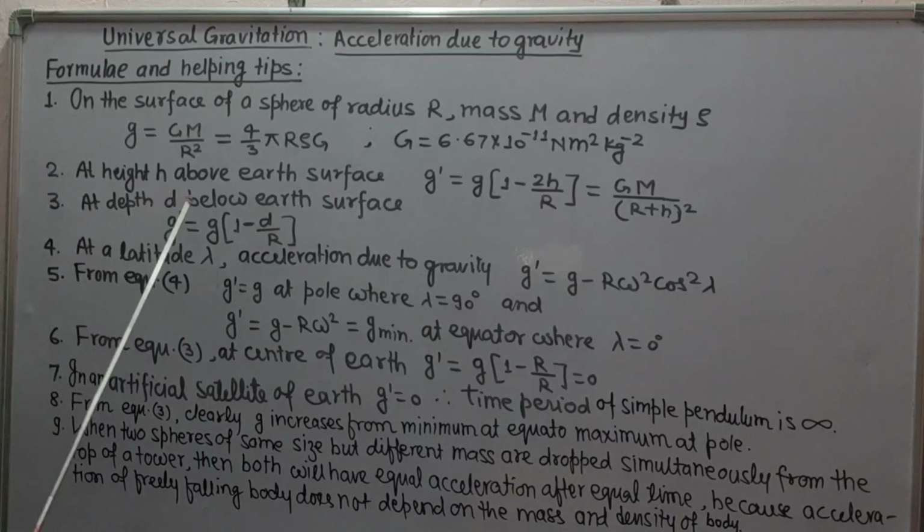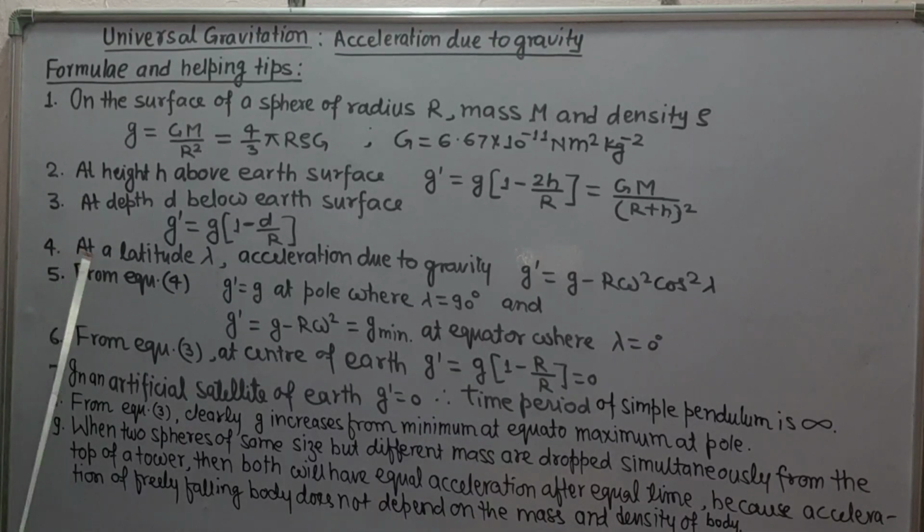Third, at depth d below Earth's surface, acceleration due to gravity g dash is equal to g (1 minus d/R), where R is radius of Earth and small g is acceleration due to gravity on the surface of Earth. Fourth, at a latitude lambda, acceleration due to gravity is g dash equal to g minus R ω² cos² λ, where R is radius of Earth and ω is angular velocity of rotation of Earth.